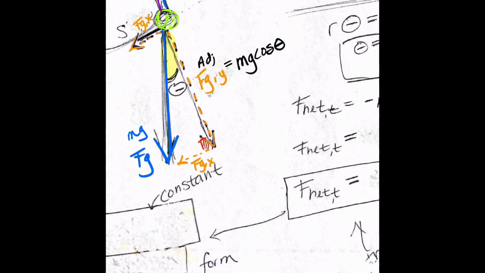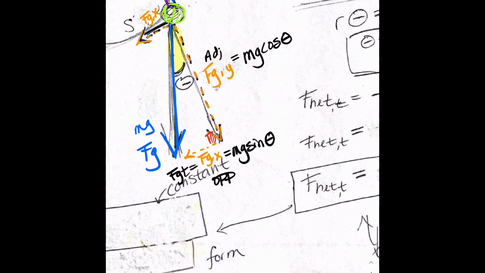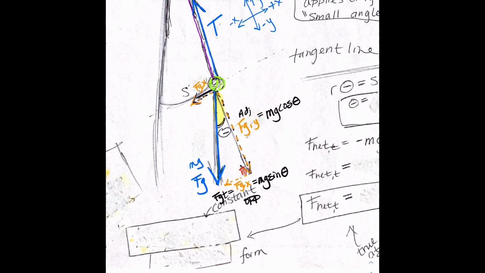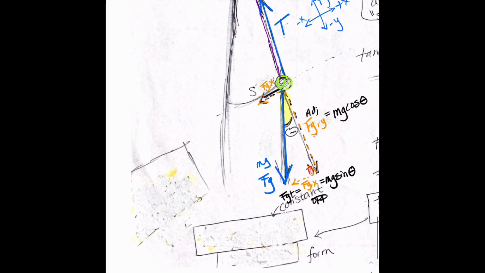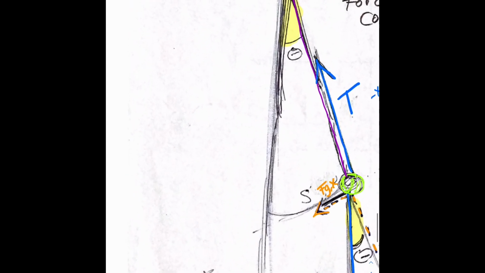Once again, you should write that out if you can't remember how to do that, but I guess I can do it too if you like. This is equal to mg sine theta, because this is my opposite. So this is my force of gravity tangential, by the way, and so I call it FGT. So hopefully all of the SOHCAHTOA is making sense. I can do it really quick, I guess.